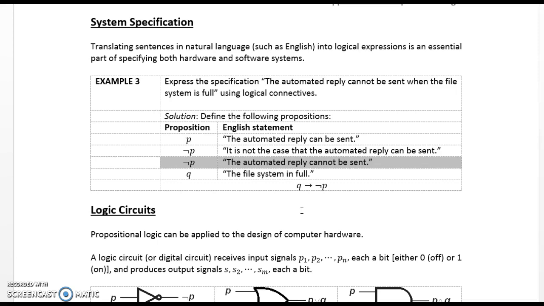Solution. Define the following propositions. Proposition P. The automated reply cannot be sent. P. The automated reply can be sent. Not P. It is not the case that the automated reply can be sent. Not P. Better. The automated reply cannot be sent. And Q. The file system is full. Q implies not P.